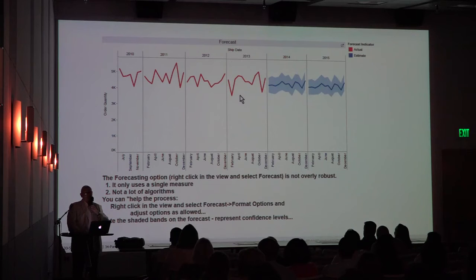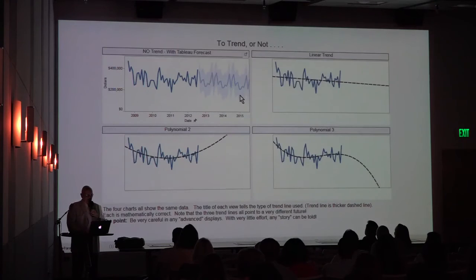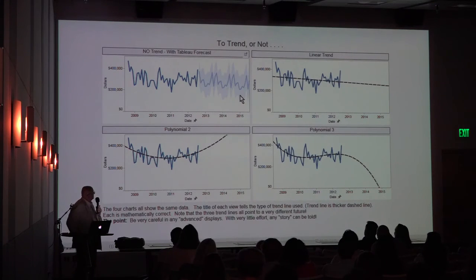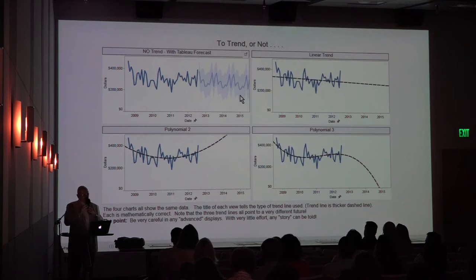Tableau forecasting, I'm going to show another chart to go along with something that David had talked about earlier, and it's this one. The top chart, the dark line is actual sales. The lighter is a Tableau forecast. Upper right is linear trend. Lower right is polynomial 2.